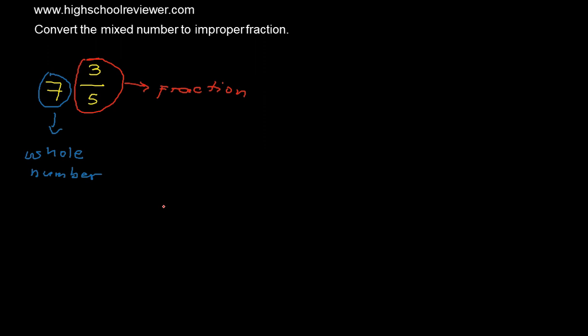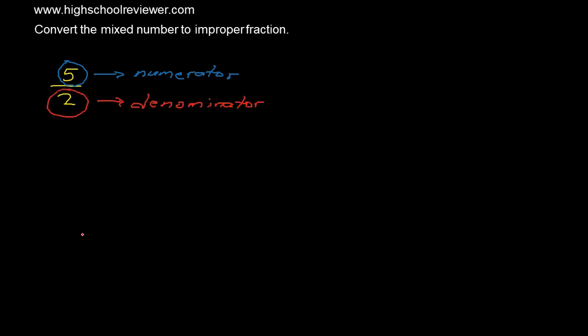So a mixed number is a whole number with a fraction. Other examples of mixed number, we have 2 and 3 over 4. We also have 1 and 2/3, 10 and 4 over 9. We have 15 and 1 over 5, and the list goes on. These are some examples of mixed numbers.